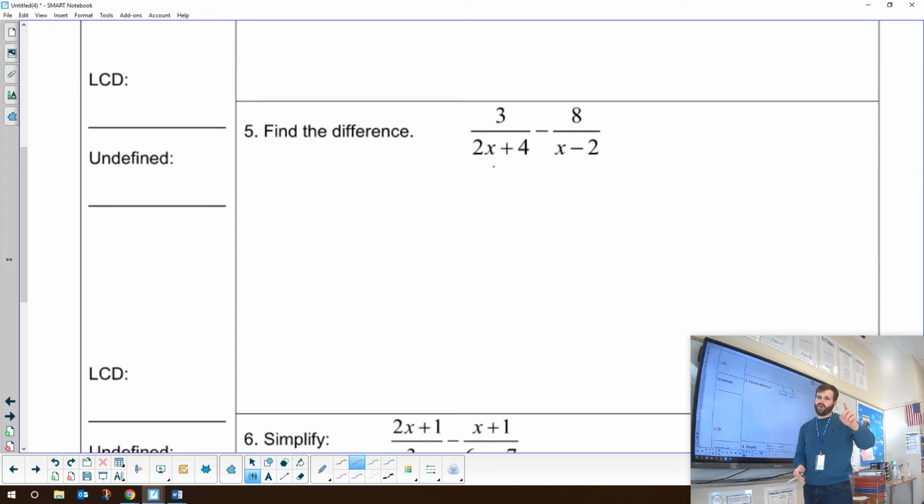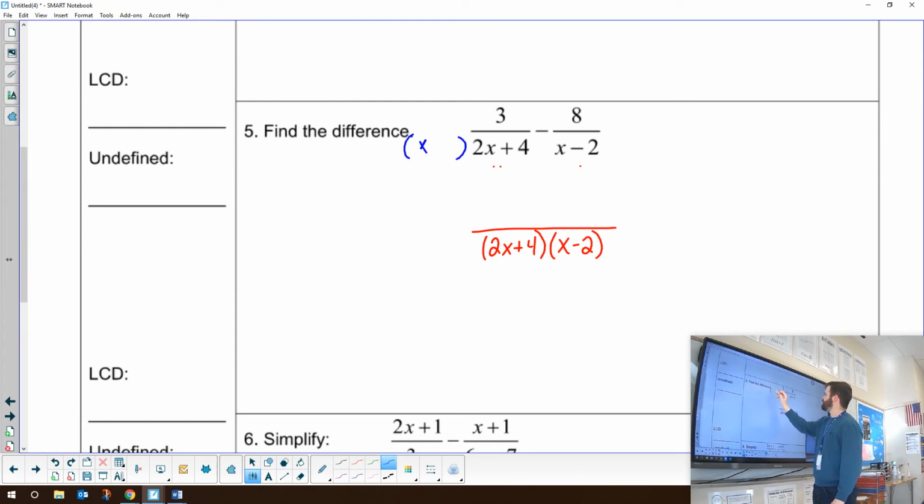But we can create one big common denominator between the two of them. My big common denominator, I'm going to write it as one big fraction, is going to be 2x plus 4 times x minus 2. If they have nothing in common, we're just combining them both together. Now, to get from 2x plus 4 to down here, I'm going to need to multiply by x minus 2. And that also means that I'm going to need to multiply the top by x minus 2.